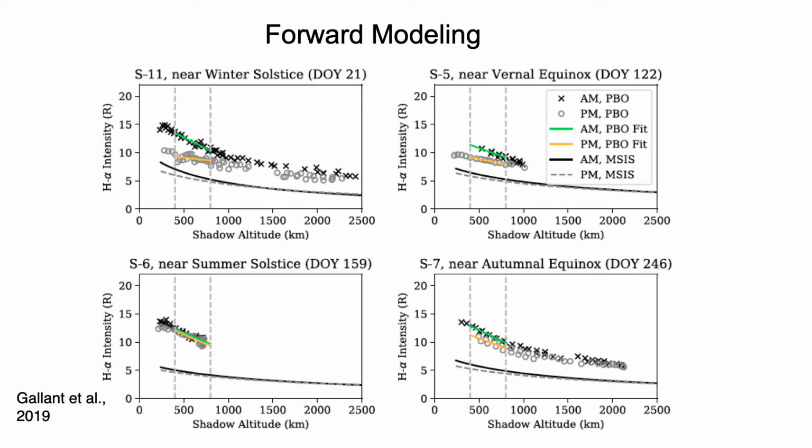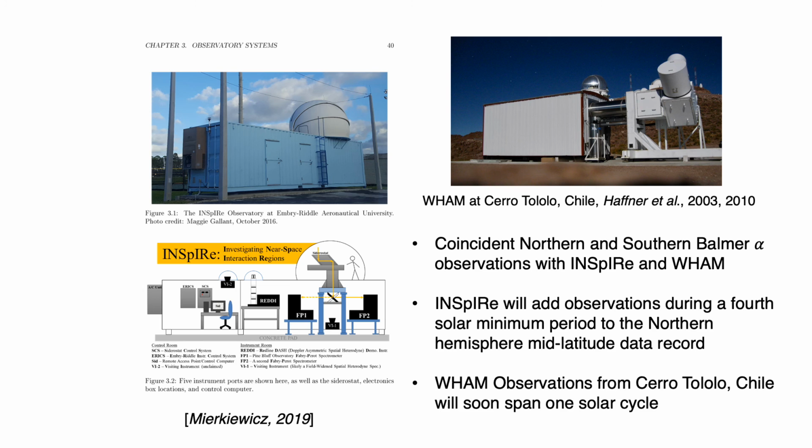So we want to do a similar study with WACCM-X and the observations, long timeline observations. Also, our collaboration is planning for future observations with the INSPIRE Fabry-Perot that Edwin Merkowitz, the PI of this instrument, is in process of planning for a move to Wisconsin, and with the WAM instrument, which is currently at Cerro Tololo, Chile. These observations would provide coincident northern and southern hemisphere Lyman alpha observations. Also, the INSPIRE observations will add observations during a fourth solar minimum period to the northern hemisphere data set, and the southern hemisphere data set will now be extended to span over approximately one solar cycle.